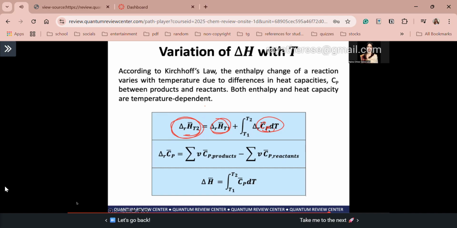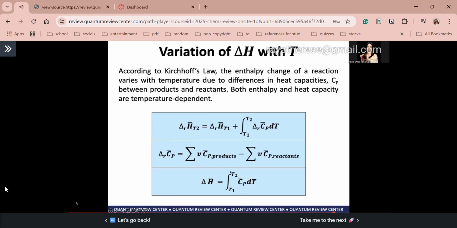Oh ma'am, saan galing yung change of Cp nito? Saan galing yung delta Cp nito? So you can solve it through this equation. Okay? So we can get delta Cp through calculating the summation of the Cp of products times their coefficients minus the summation of the Cp of the reactants times their respective coefficients. Okay? So again, ito yung formula to get the delta Cp. Tapos, kukunin yung integral niya from T1 to T2, then i-add niya with the delta RH T1 to get the delta RH T2. Okay? Again, the delta RH T2 is your heat of reaction at the final temperature T2.